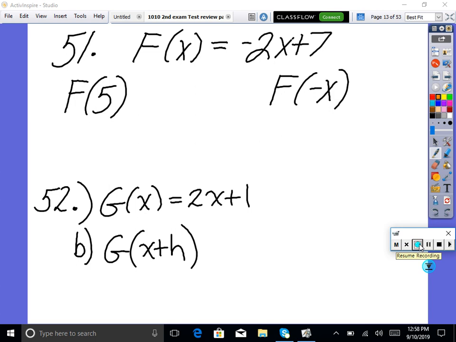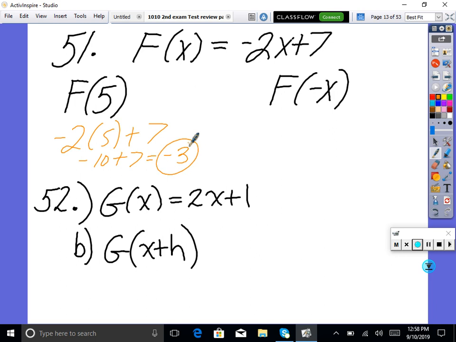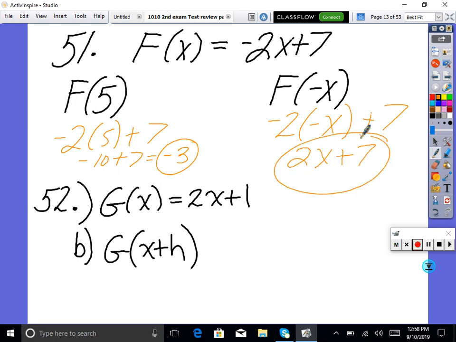Okay, let's keep going. So this says find f of 5. So we know it means plug in 5. So we would have negative 2 times 5 plus 7. Negative 10 plus 7 is negative 3. Now, find f of negative x. That means take your negative x and plug it in wherever there's an x. So that'd be negative 2, and instead of an x, I'm plugging in negative x, plus 7, then simplify it. And negative times a negative is a positive. Positive 2x plus 7. That would be your answer.